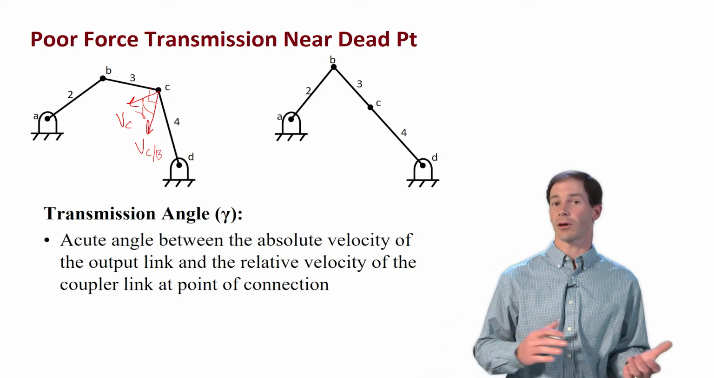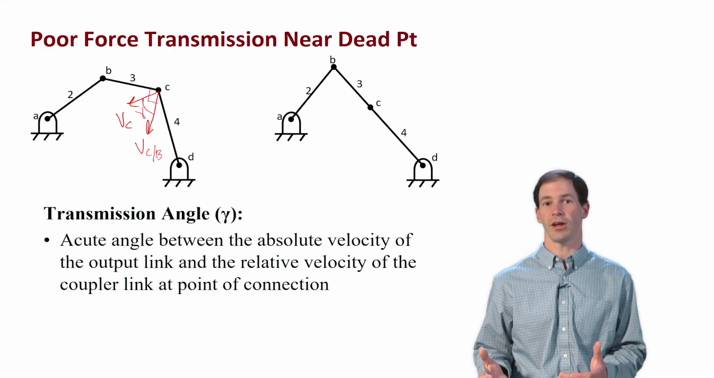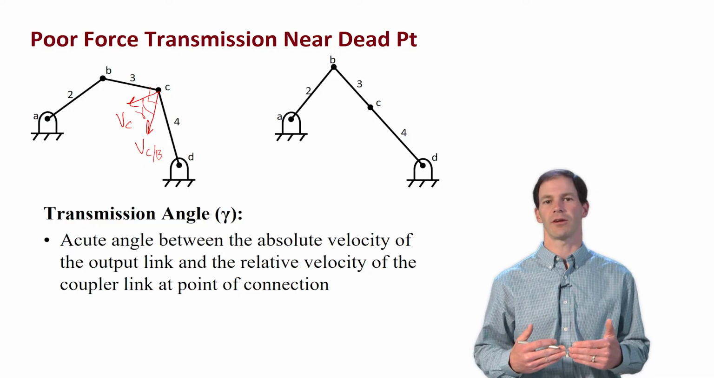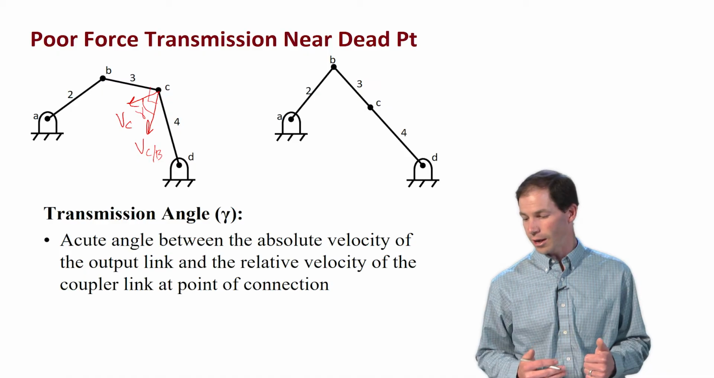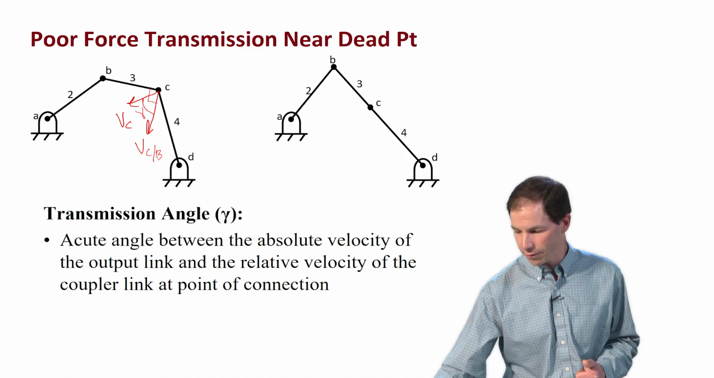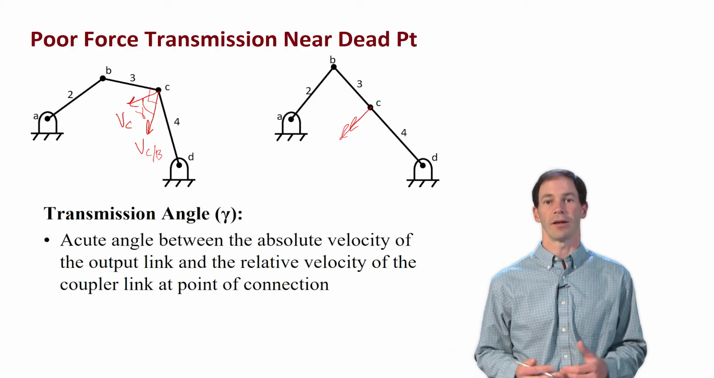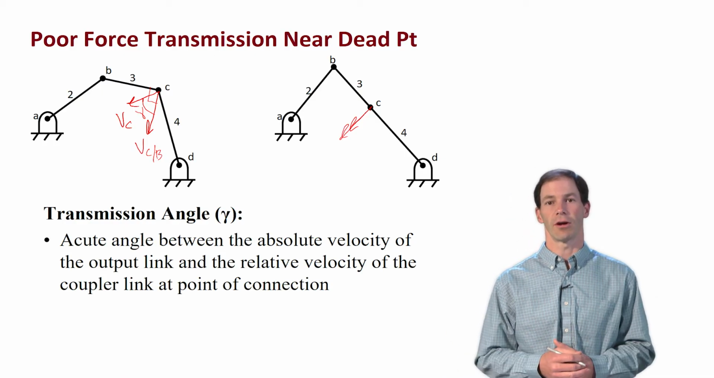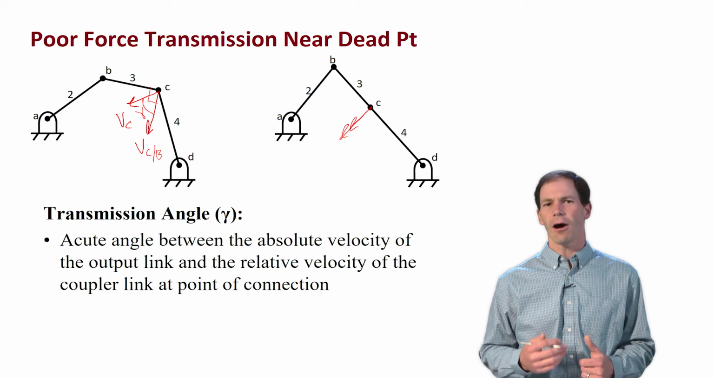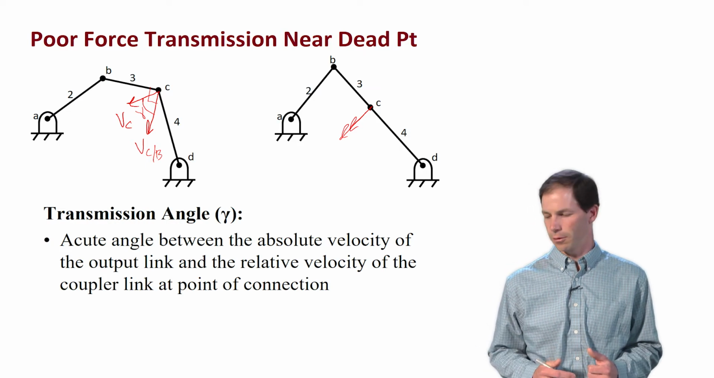So you can imagine that as I go through the range of motion, this transmission angle changes. The closer I get to this dead point condition, the smaller the angle gets. You can see that over here these velocity vectors would actually overlap each other. And in that case, my angle goes to 0 and I have poor transmission. So this is really how well do we transmit force from the input to the output.